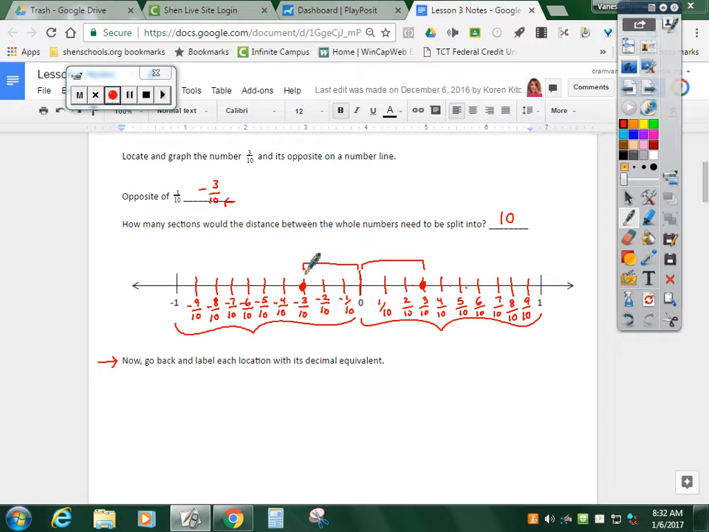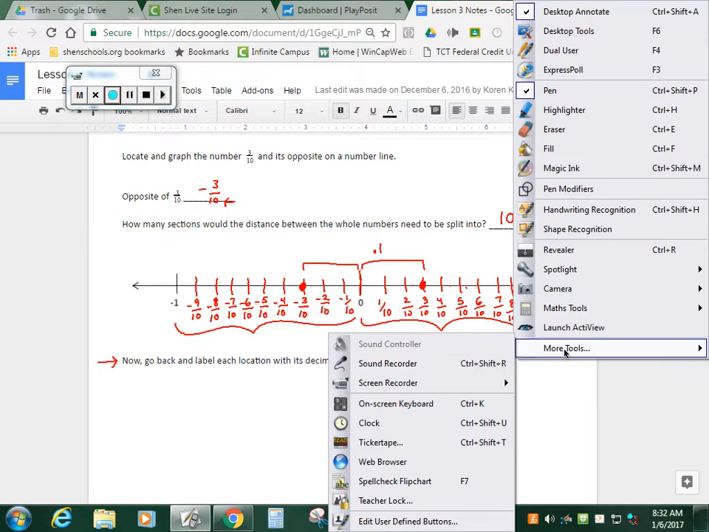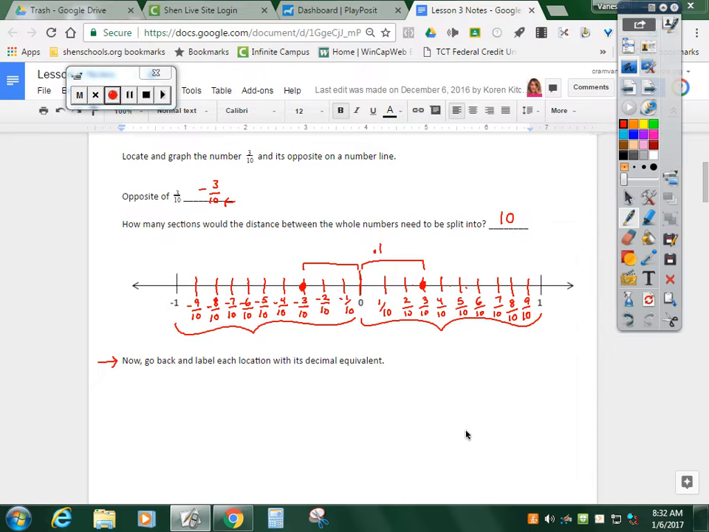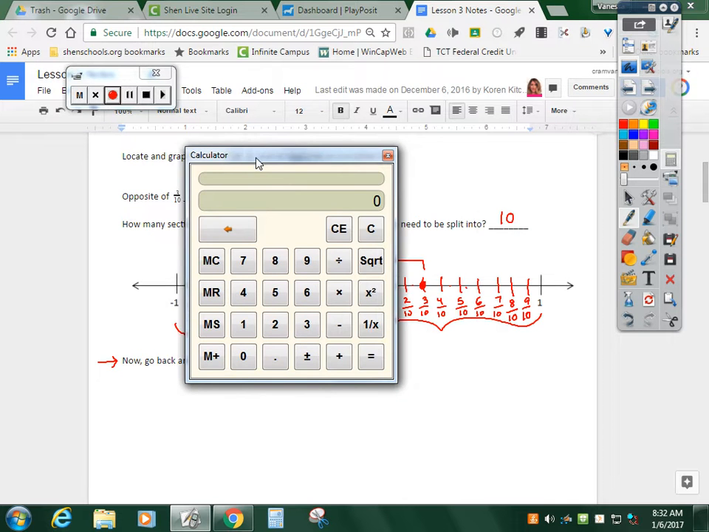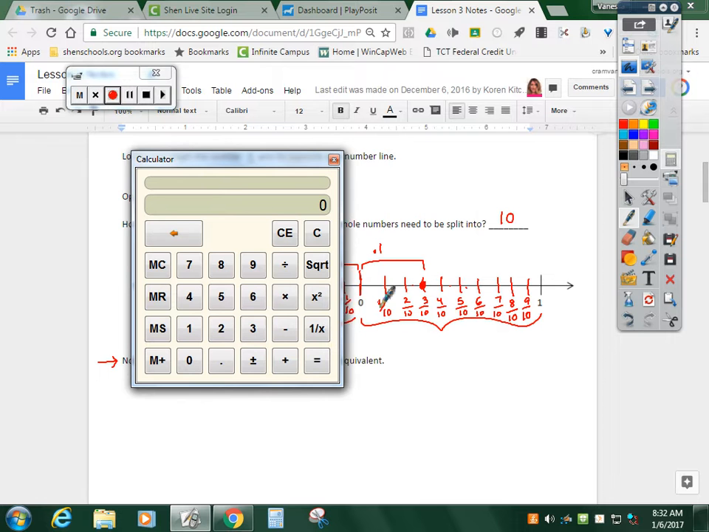Now I'm going to do the decimal equivalents. 1/10 I know is written like this, 0.1. You could also do 1 divided by 10 with your calculator, just to show you another way, in case you ever get nervous about changing a fraction into a decimal. 1 divided by 10 is 0.1.